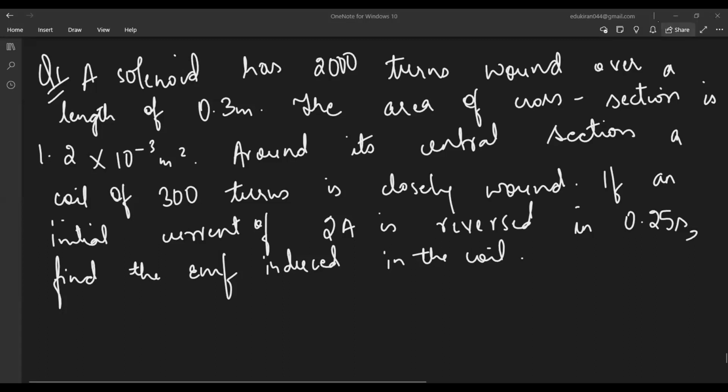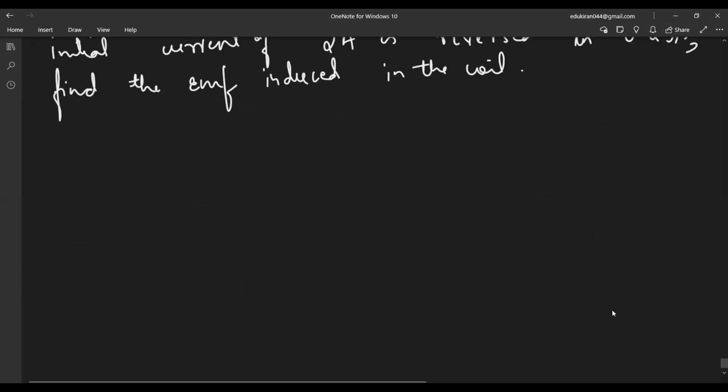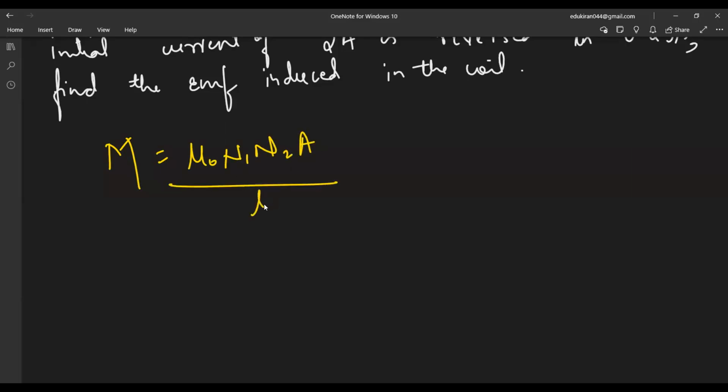So this has not mentioned which induction you have to use. But see, if it is saying two coils, one is present in the center of the other, it means mutual induction you will use. Mu naught N1 N2 area over length. This formula is sufficient. And once you have mutual induction, you can use it to calculate EMF. The formula of EMF, I hope you remember, E is equal to minus M dI over dt. You will use the same.